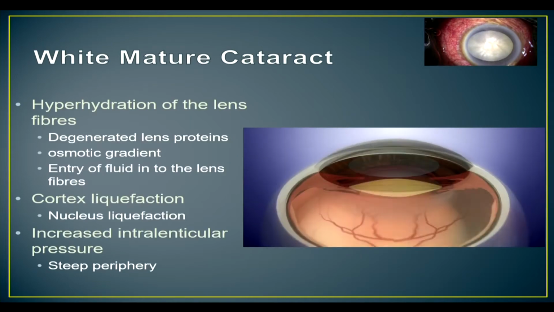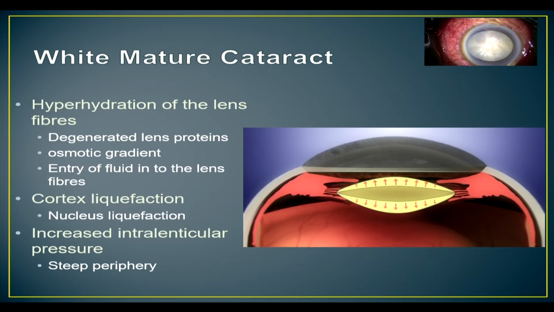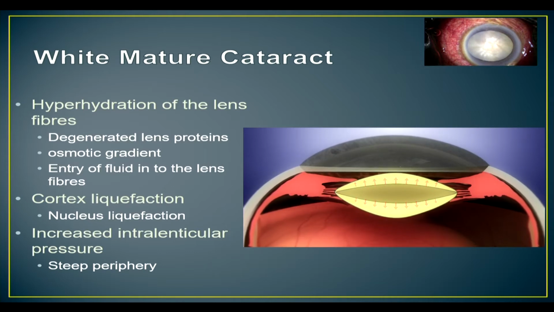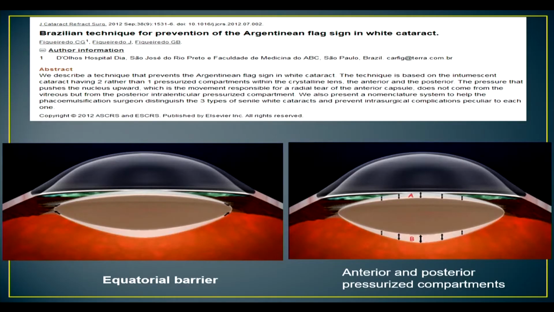When a cataract matures, there is degeneration of lens proteins which creates an osmotic gradient, and there is entry of fluid into the lens fibers, which results in hyperhydration of the lens fibers and cortical liquefaction. And there is increased intralenticular pressure which causes the periphery of the capsule to become very steep, and later on there is even nuclear liquefaction.